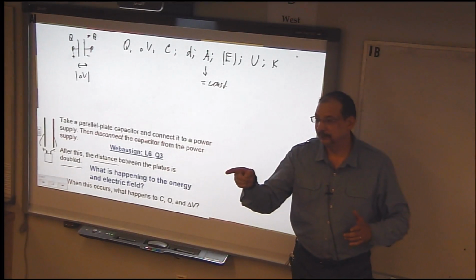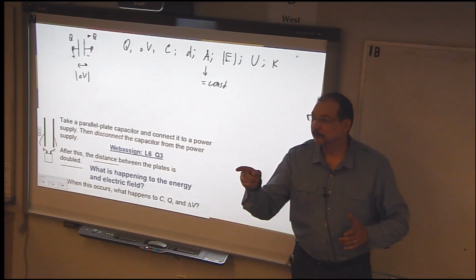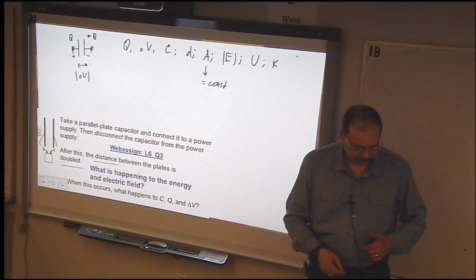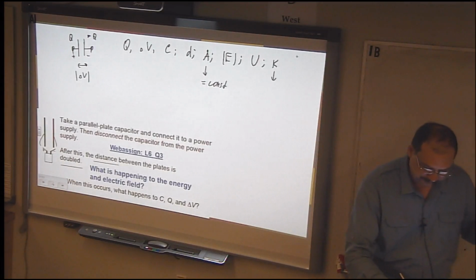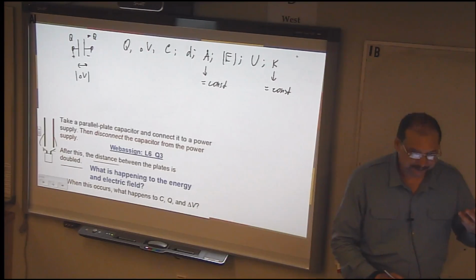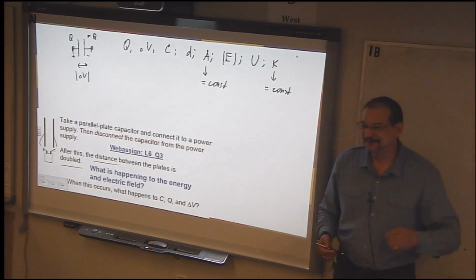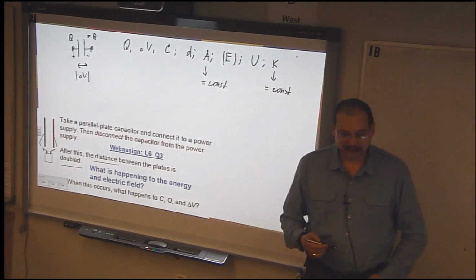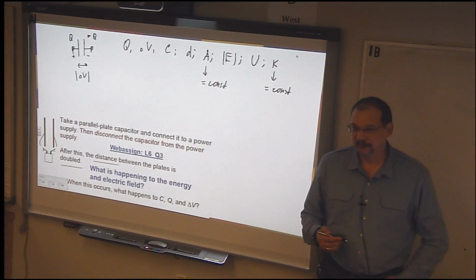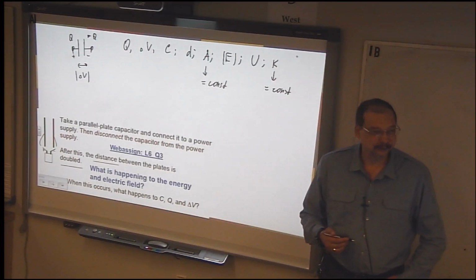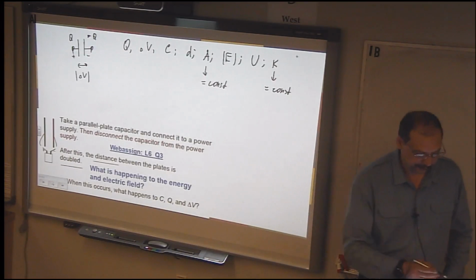What do you think? Three variables. Or else? Not related to how capacitor is built, but related to what is happening to it inside it. Exactly. Thank you very much.